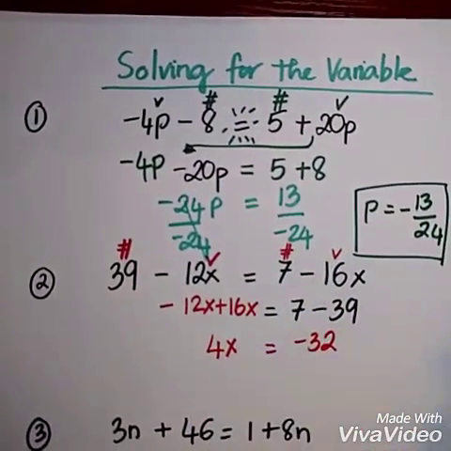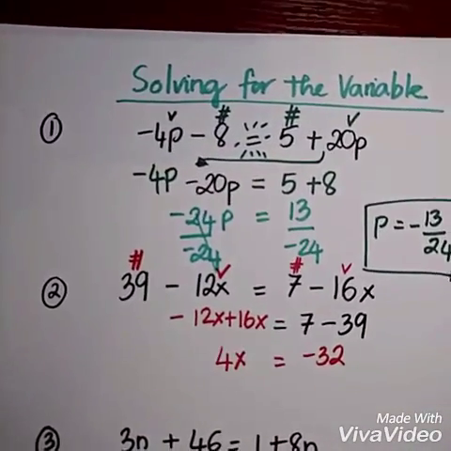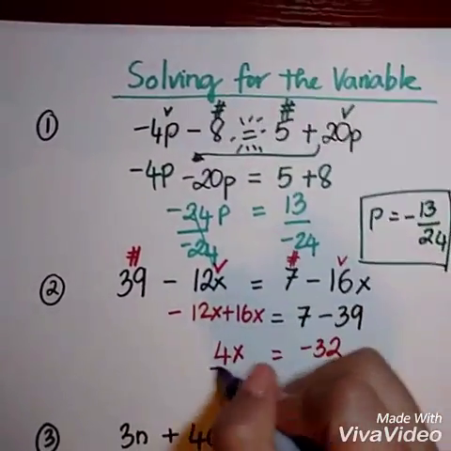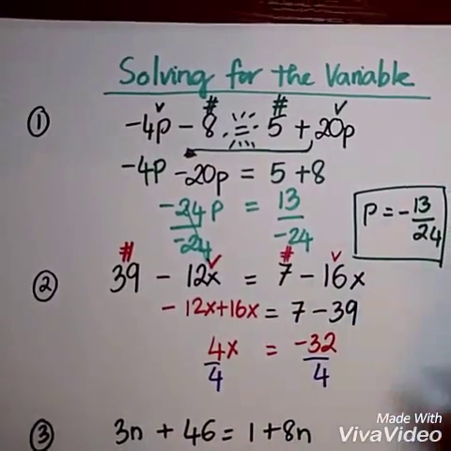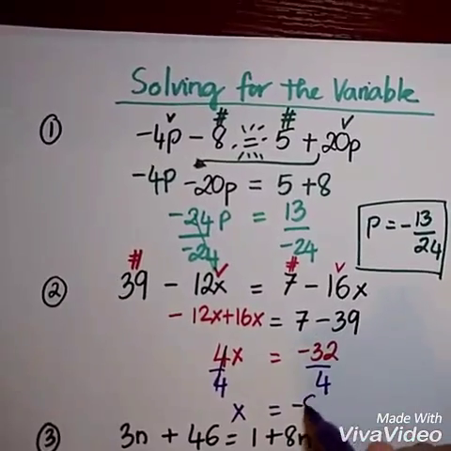Now 4x, I want to solve for x still. So I'm going to divide both sides by 4. Okay, if I divide both sides by 4, I have x equals negative 8.